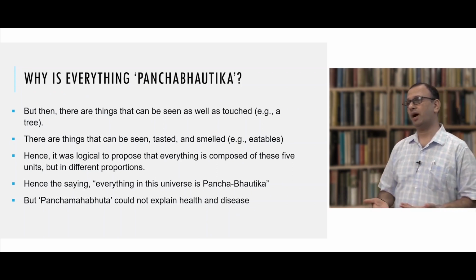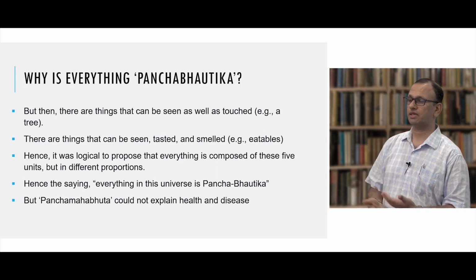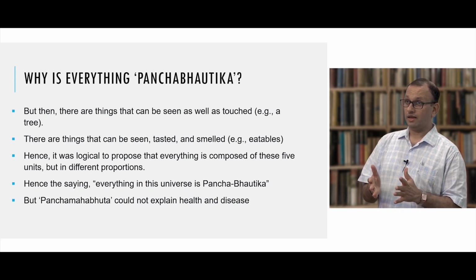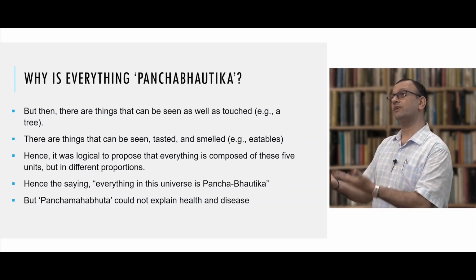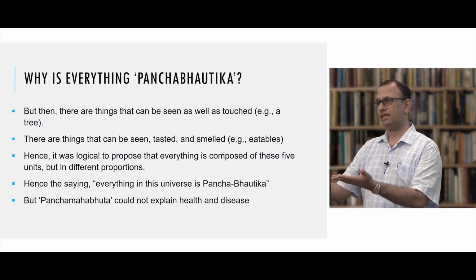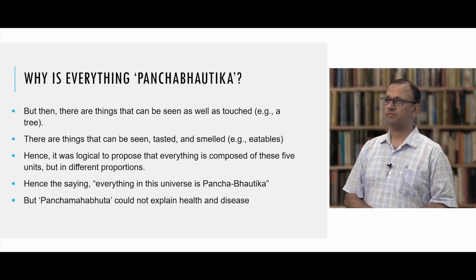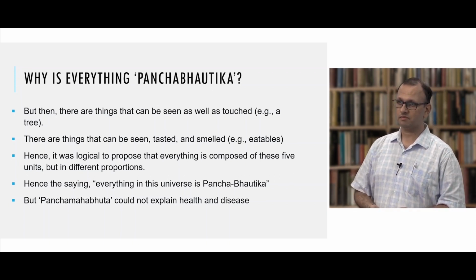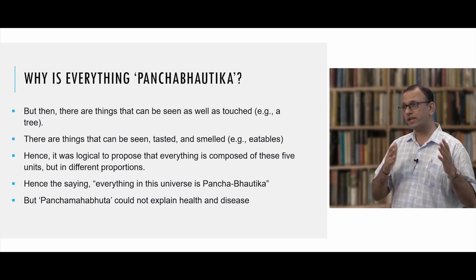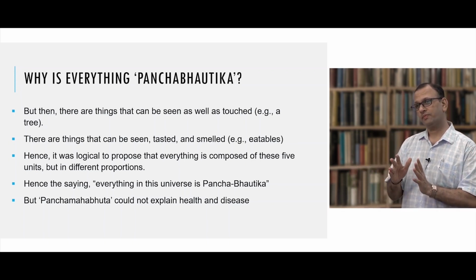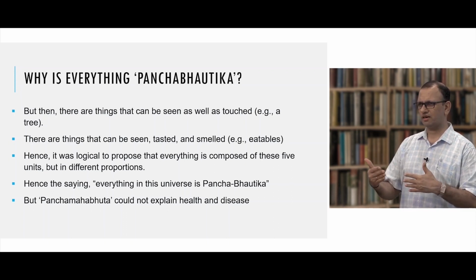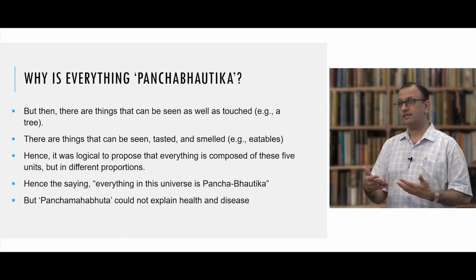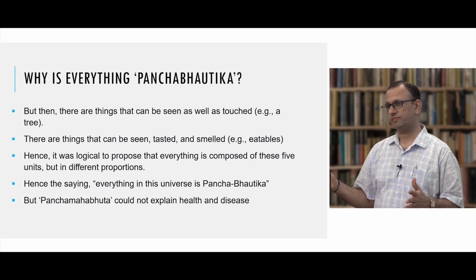Now, why is everything Panchamahabhautik? The reason is that there are things that can be seen as well as touched. For example, a tree. You can see a tree and also you can touch it. There are things that can be seen, tasted and smelled. For example, eatables. You can see them, taste them, smell them. So it was logical to propose that everything is composed of these 5 units, but in different proportions. Again, commonsensical. Hence the saying everything in this universe is Panchabhautik.